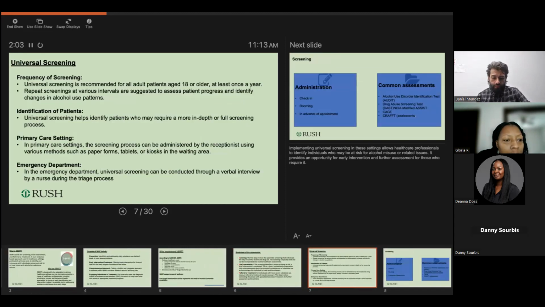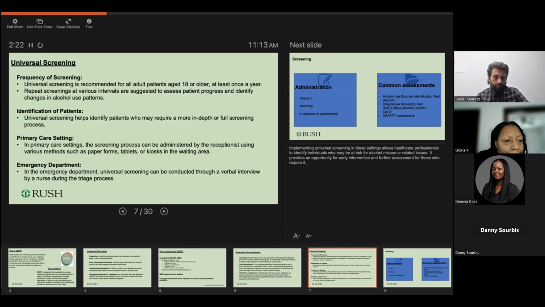So we'll start with universal screening. Universal screening is recommended for all adult patients ages 18 or older at least once a year. Repeat screening at various intervals is suggested to assess patients' progress and identify changes in alcohol use patterns.